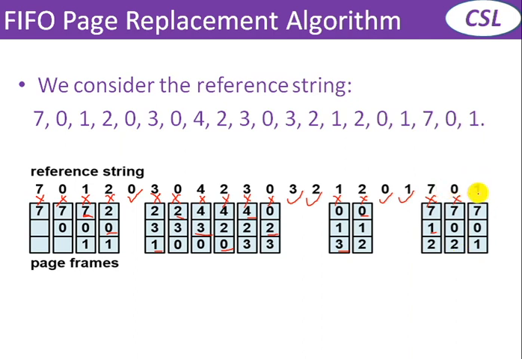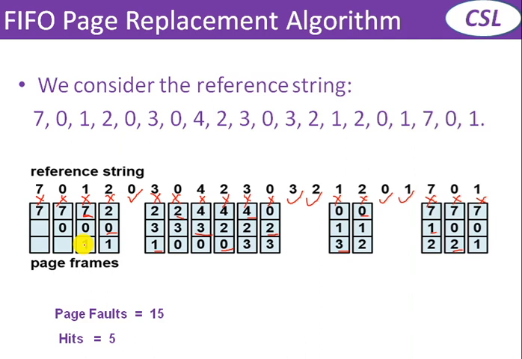The next request is 1, it is not available, it is also a miss. Among 7, 0, 2, which one is the oldest? Definitely it is 2. So here the reference string is completed, and we have different misses and different hits. Total page faults are equal to 15 and hits are equal to 5.